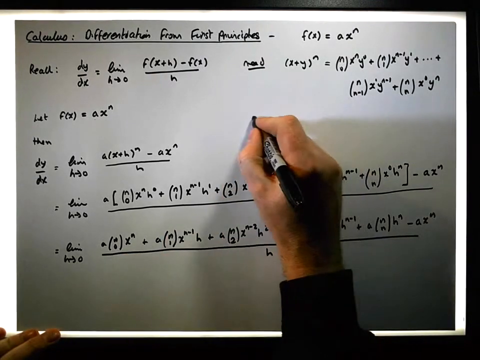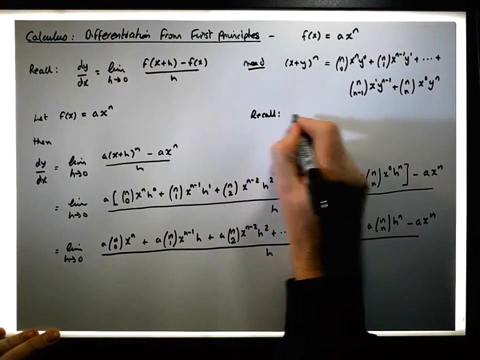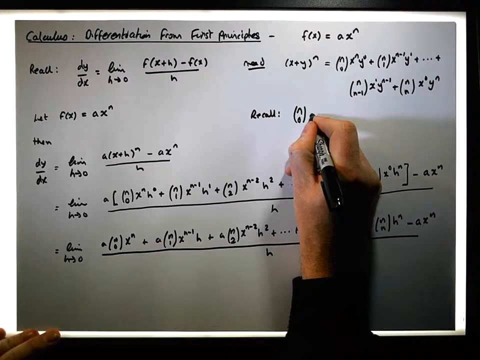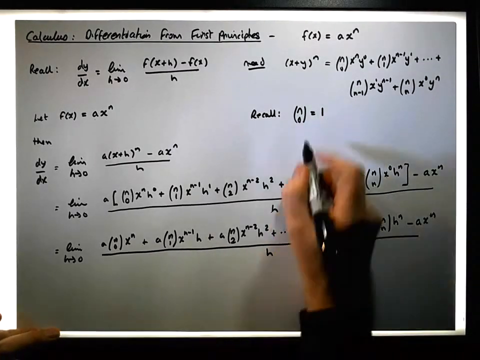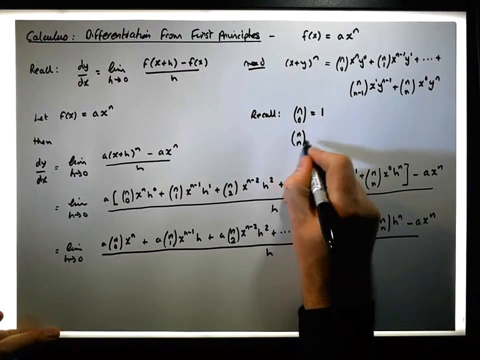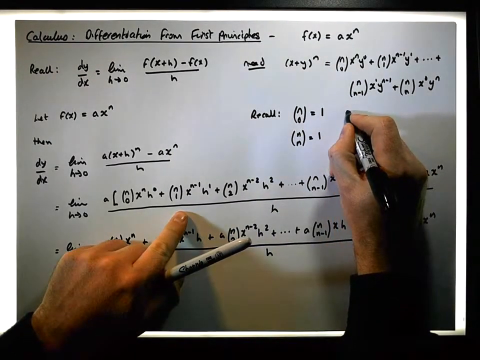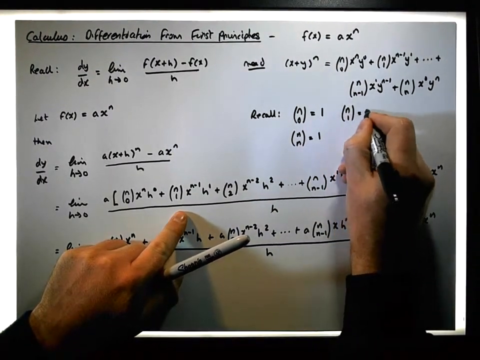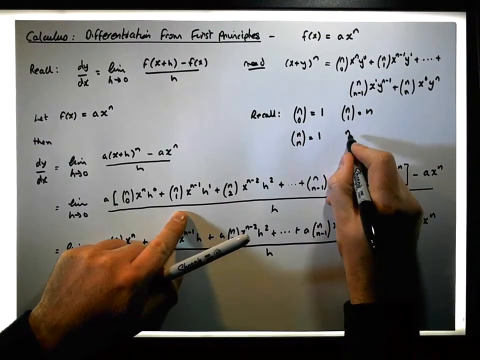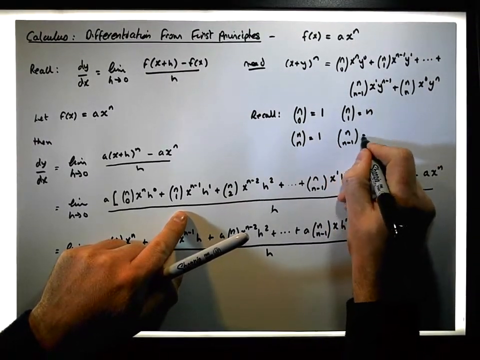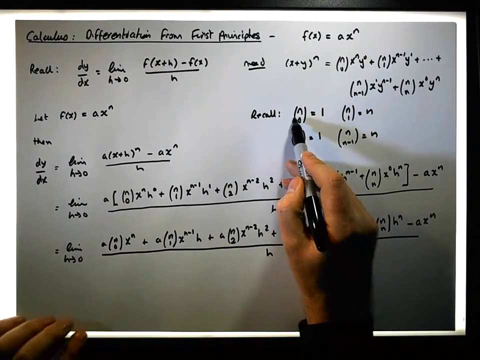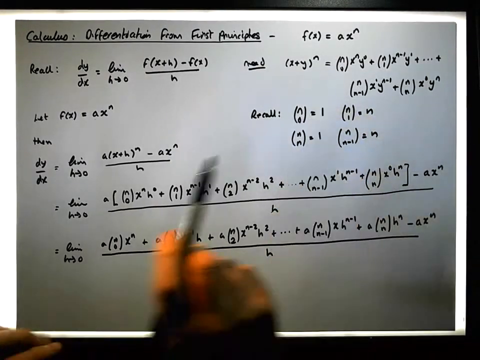But the most important thing here is that nC0 is just equal to 1. So recall that nC0 is equal to 1, and also nCn is equal to 1. Also maybe recall that nC1 is equal to n, and also nC(n-1) is equal to n. So just some important combinations.